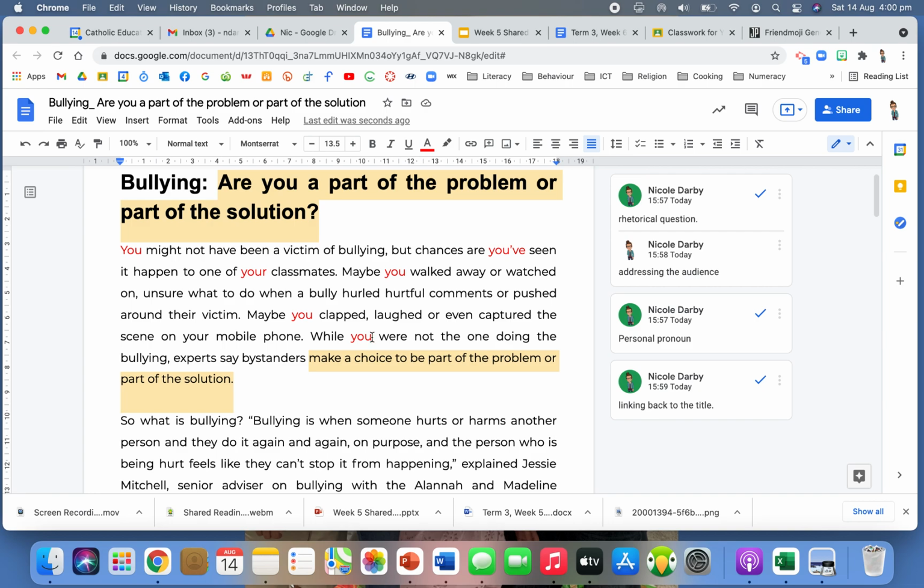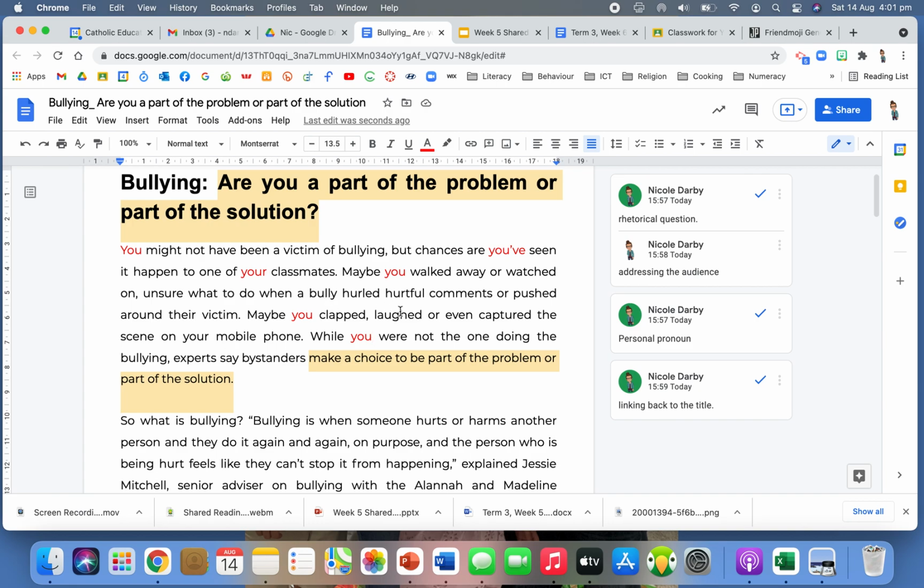He's talking to me, or she's talking to me. You might not have been a victim. You've seen it happen. Your classmates. Maybe you walked away. Maybe you clapped. Maybe while you were not doing the bullying. So that's very, very clever. A very clever technique used in the introduction here, bringing in and connecting and engaging with their audience by using those personal pronouns.